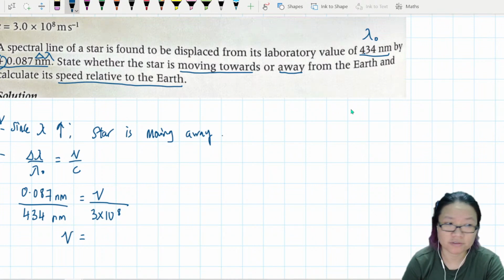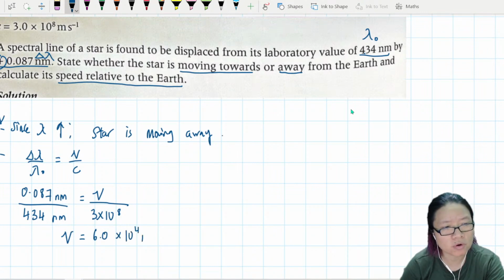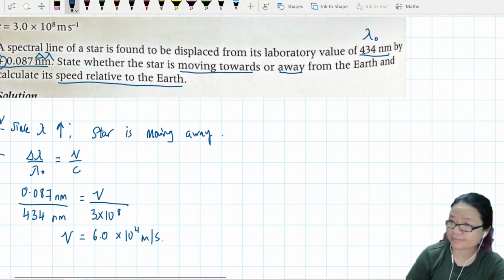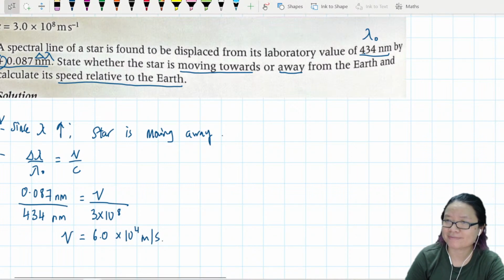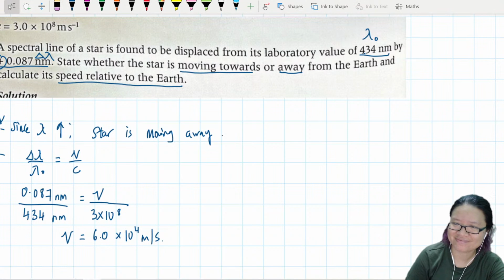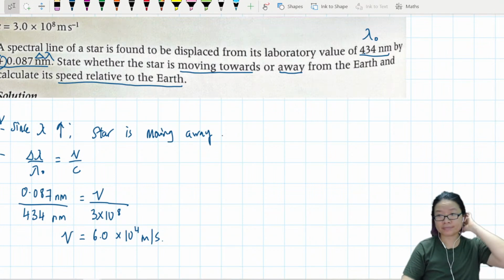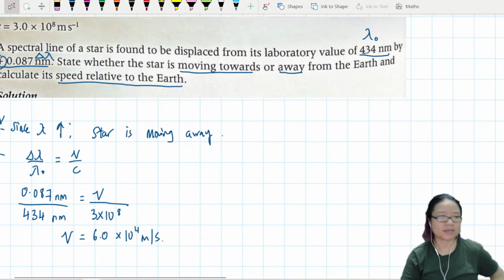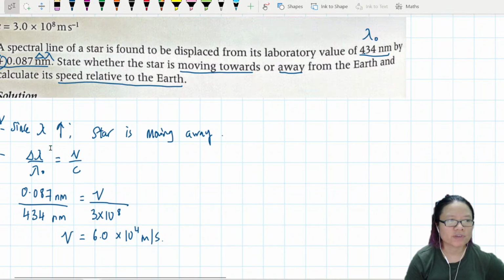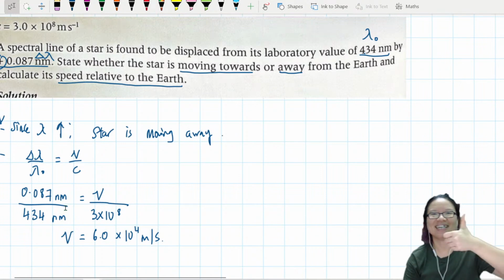We didn't expect very fast, but then this is also quite fast. 6.0 times 10 to the power of 4 meter per second. It's a fast boy. Okay, it's going to be fast, right? So yeah, find the equation, put the value, done.